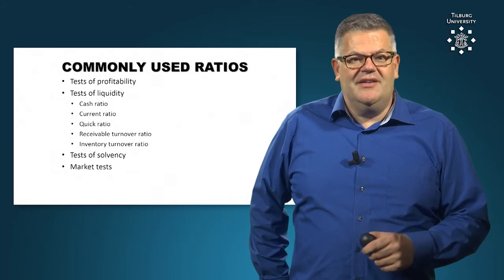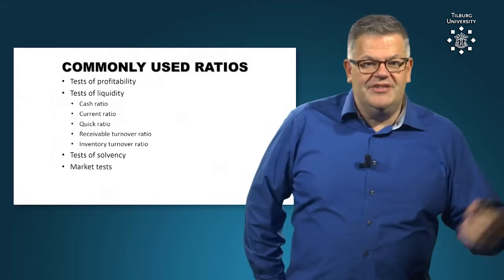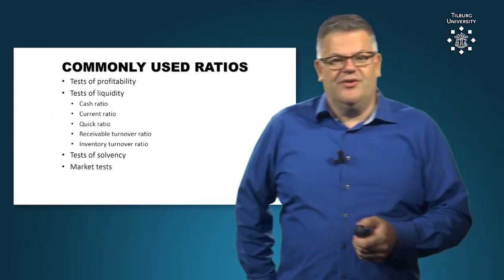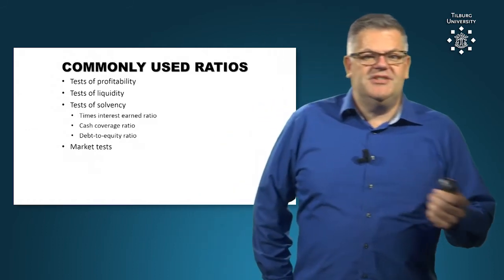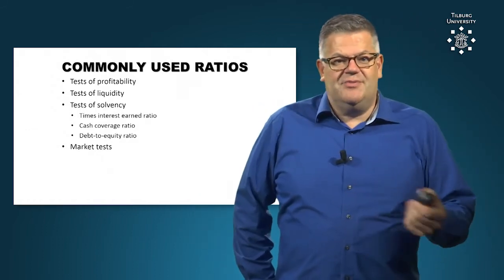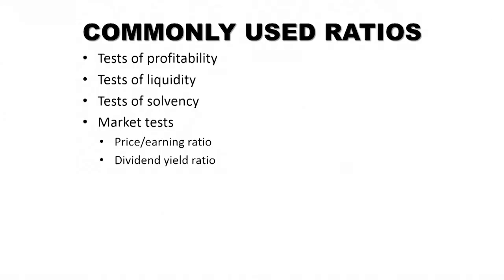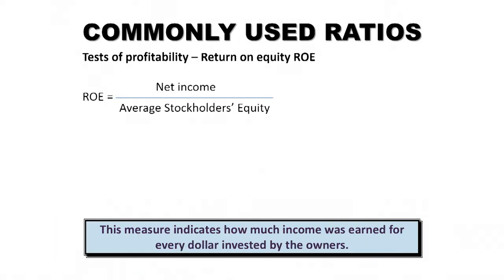Then we're talking about liquidity, cash ratio, current ratio, quick ratio, receivable turnover, inventory turnover. We're talking about solvency, times interest earned, cash coverage, debt to equity, market tests like price earnings and dividend yields. Okay, let's start with the profitability.